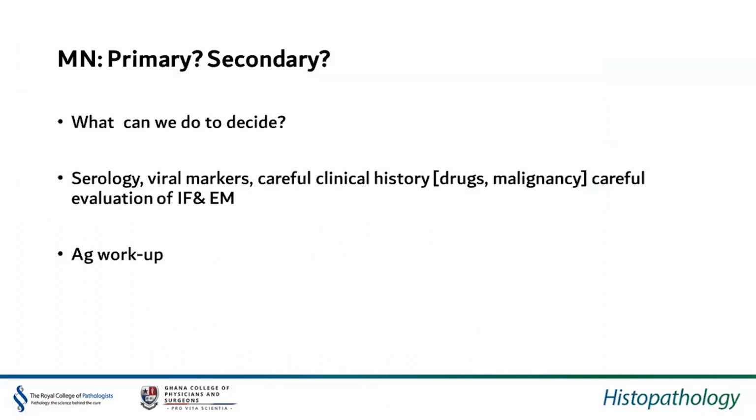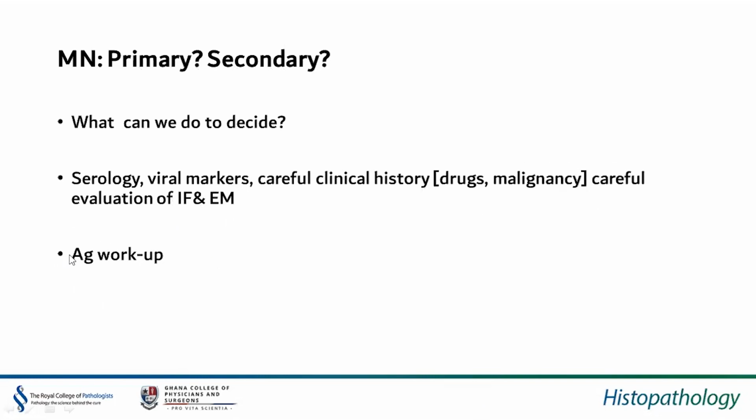Now, is membranous primary or is it secondary? It is important to decide because in secondary, you can treat the possible cause and the membranous, and that may help in resolution of the membranous. So what can we do to decide primary versus secondary? You have serology, HBV, you can have the lupus serology, viral markers. You can have careful clinical history, look for history of drugs, workup for malignancy, careful evaluation of the immunofluorescence and electron microscopy. All these can help decide whether it's primary or secondary.